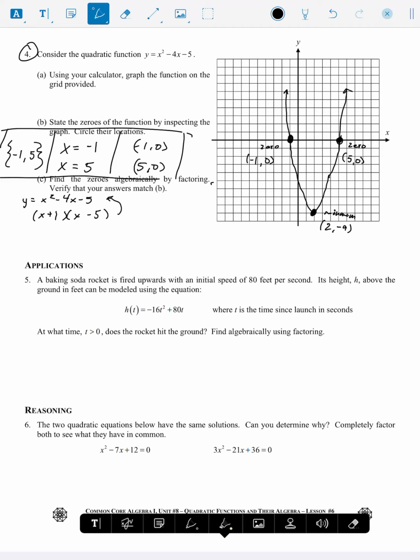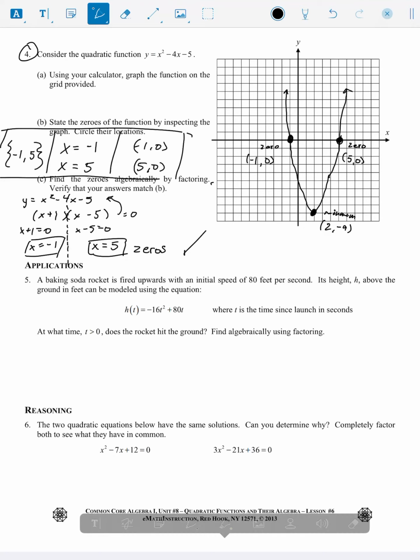And now if you FOIL this back out, you realize that you do get the original equation. You do get your -5, and you get your -4x. And now we want to really just set this equal to 0 and solve both of these factors for 0. X plus 1 equals 0, and x minus 5 equals 0. Here we have x equals -1, and here we have x equals 5. Both were the solutions that we found in part B and on our graph in part A. All right, and again, these were our zeros. That's a very useful tool to be able to calculate the zeros or solutions of a quadratic function.